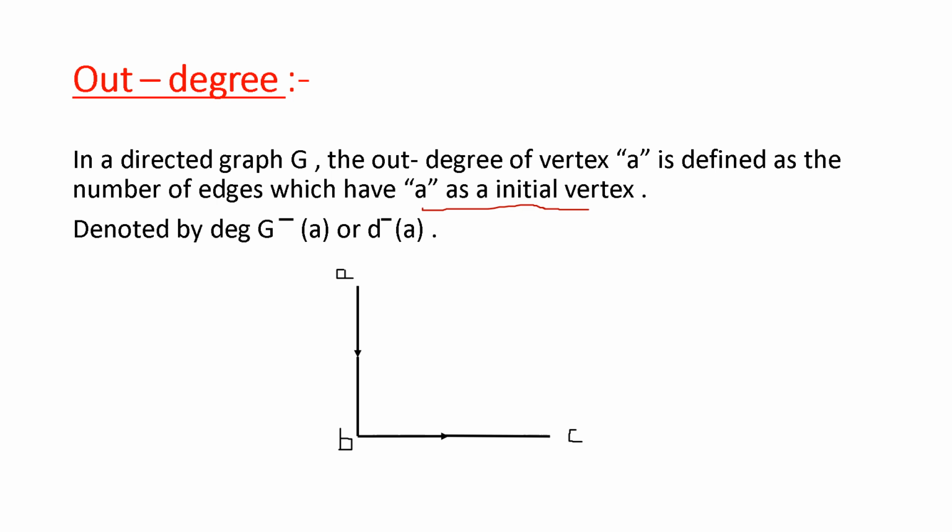Here A is initial vertex of AB edge. So out degree of A is equal to 1. For B, B is also an initial vertex of BC edge. So out degree of B is equal to 1. But here C is not an initial vertex. So out degree of C is equal to 0.